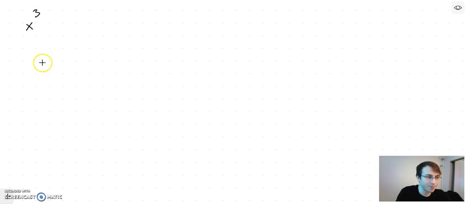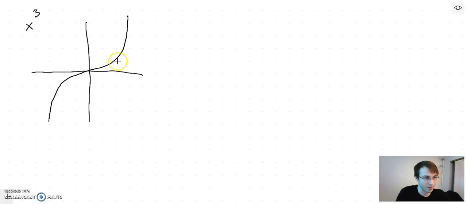Now, that actually means it has at most 2 turnaround points. It doesn't have to have 2 turnaround points. Actually, the graph of x cubed looks like that, with no turnaround points. This is just steadily increasing, no hills or valleys or anything like that.